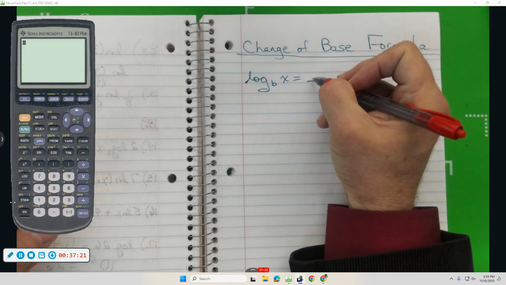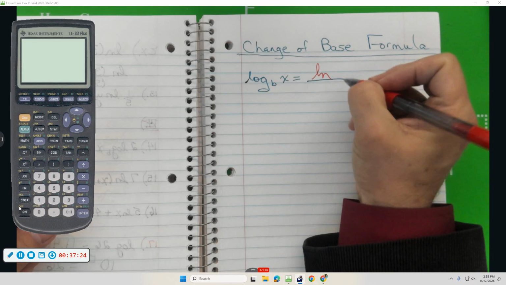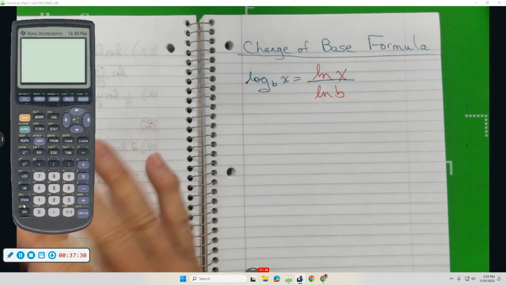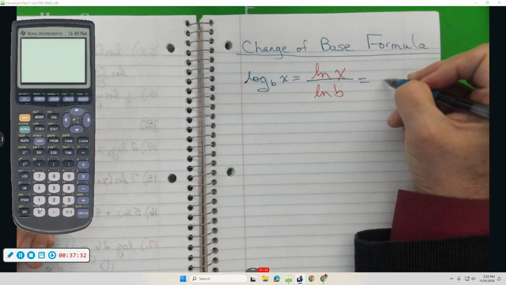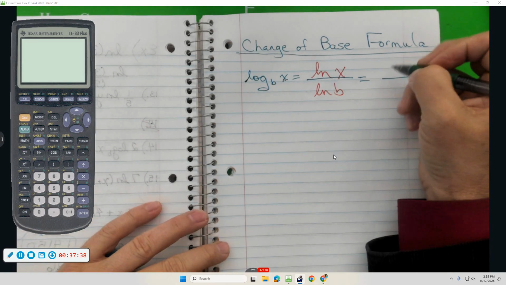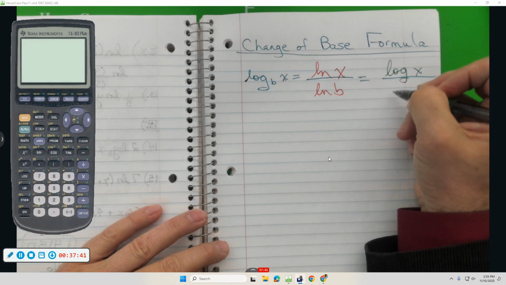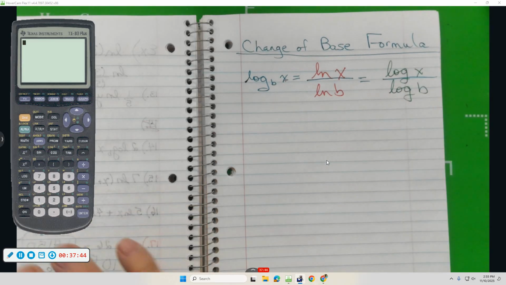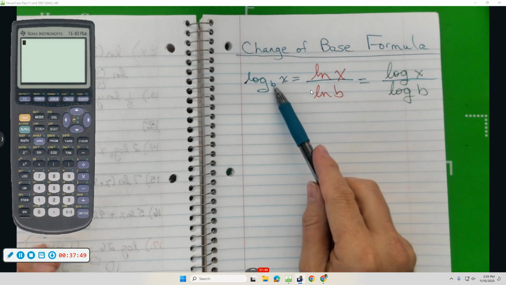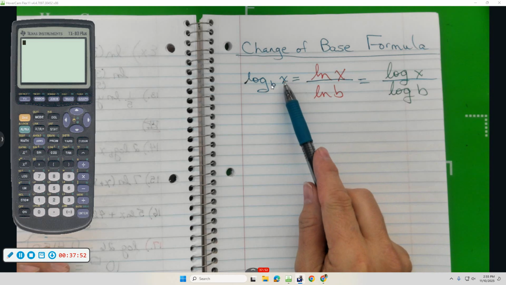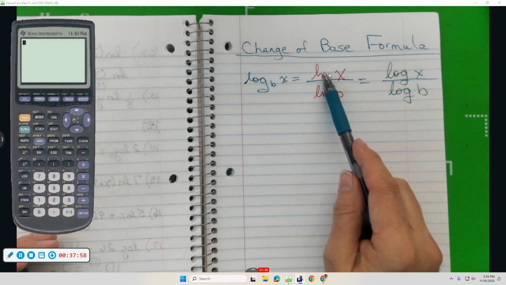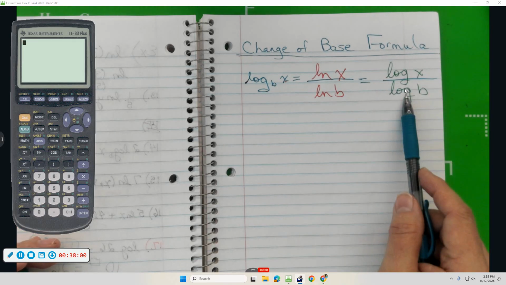common logarithms. It's the natural log of the argument, x, the thing that's written higher up, divided by the natural log of the old base, or if you're going to write it in terms of common logarithms, it's the common log of the old argument divided by the common log of the old base. The one that's written physically lower is the number that's going to go in the bottom. The thing that's written physically higher, that's what goes on top. And you cannot mix them. It's either LN over LN or LOG over LOG.